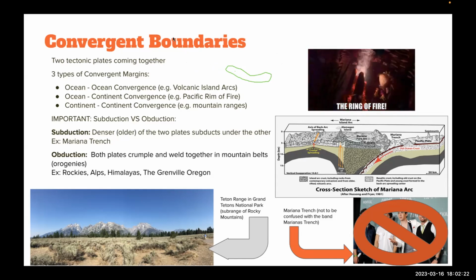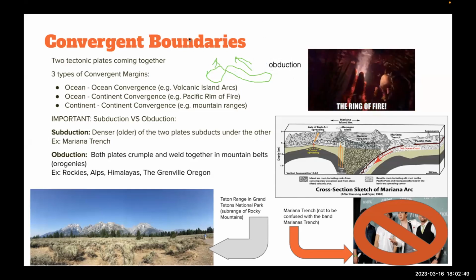So if you have continents and continents coming together, you would actually have what we call obduction. O-B-D, I'm gonna write it down. Not abduction, not kidnapping, obduction. Obduction is basically orogenies, so building of orogens, building of mountains.